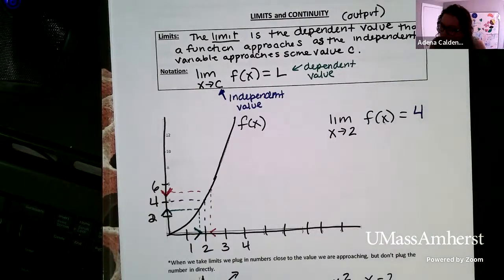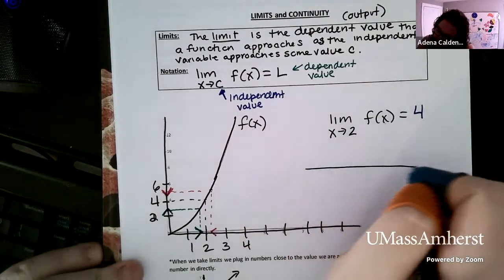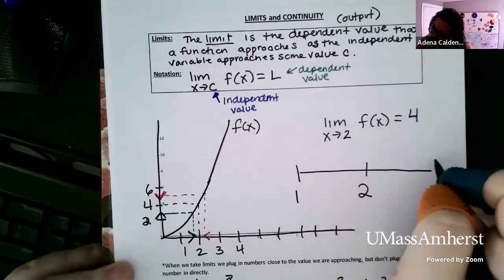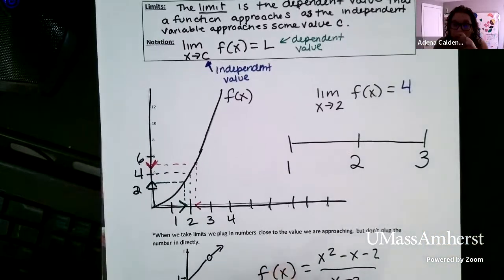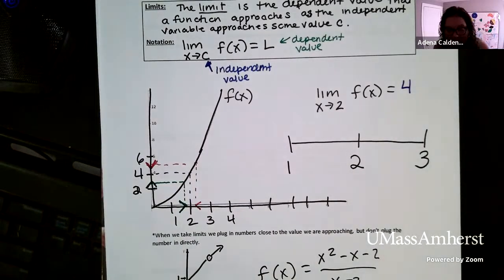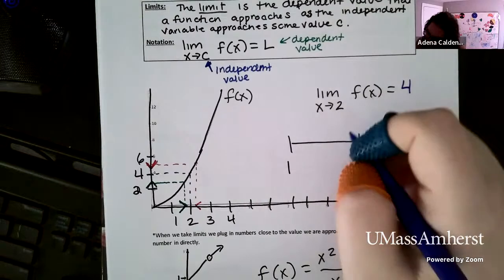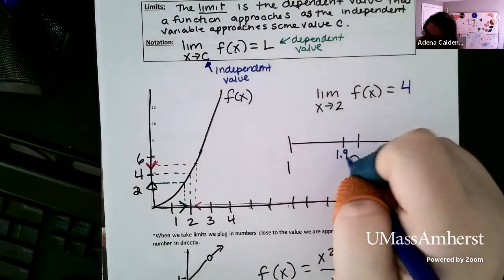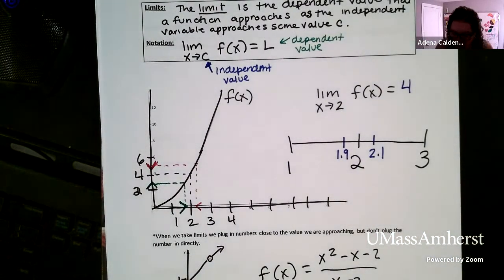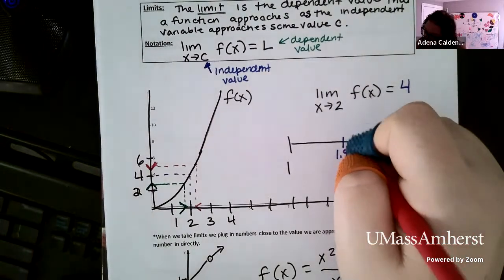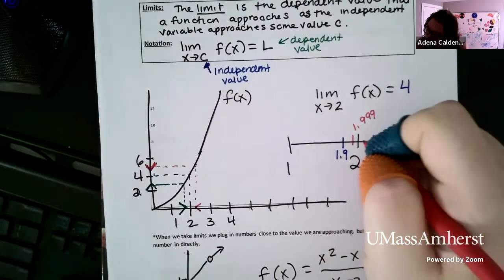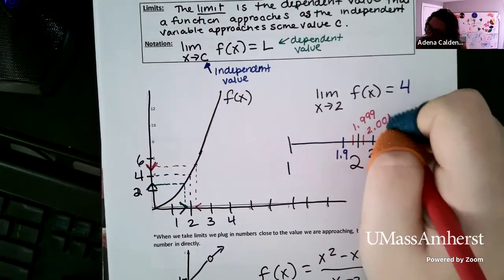When we talk about getting close to 2, what I want you to imagine is a number line. We're going to put 2 on there. If 1 is here and 3 is here, 1 and 3 are far away from 2. So when I say close, I want you to think something like 1.9 or 2.1. That's within 1/10 of 2, or even closer. So something like 1.999, which is a little bit to the left of 2, or 2.001.